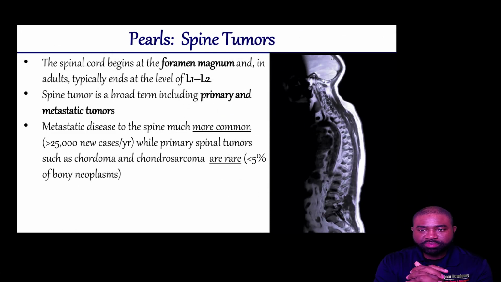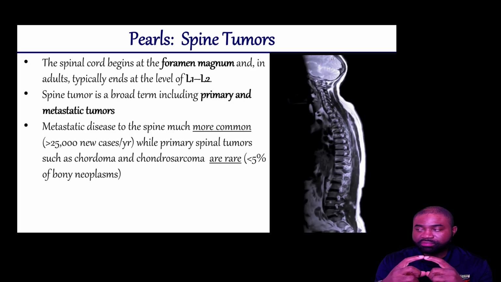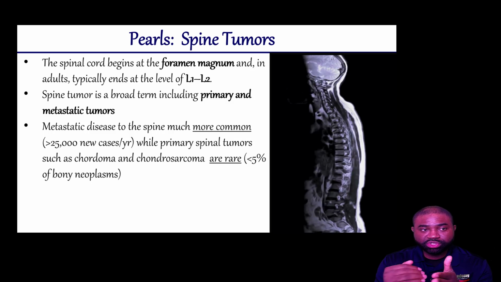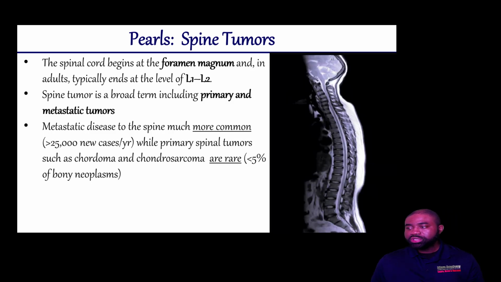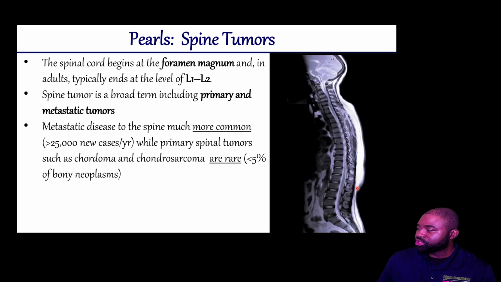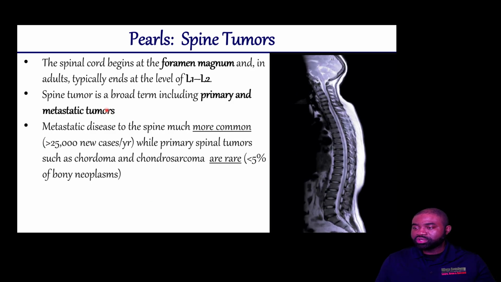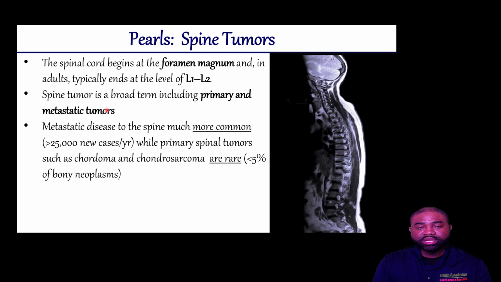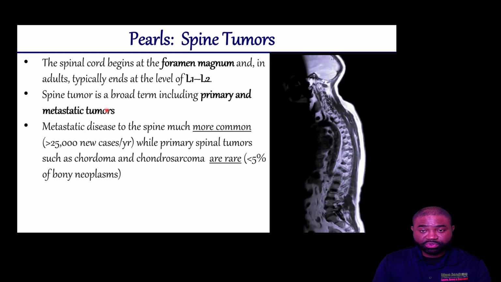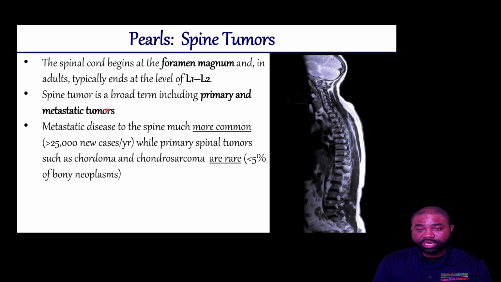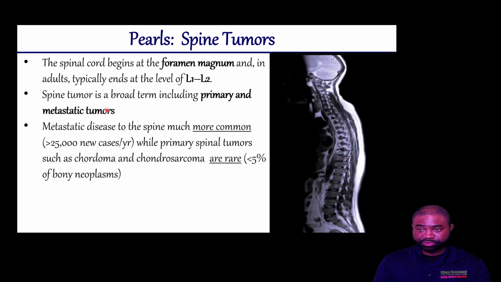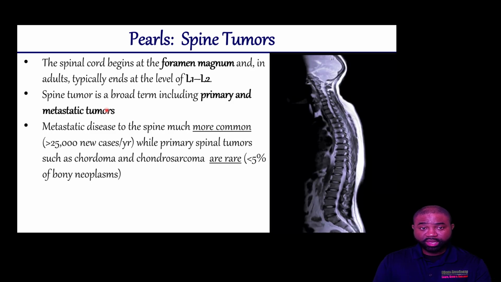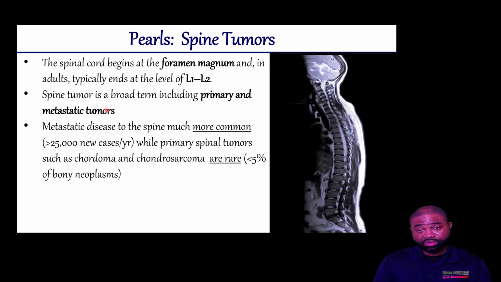So the spinal cord actually begins at the level of the foramen magnum and extends down, or ends, around the level of L1 and L2, from which the cauda equina proceeds. Now, what you need to take note of is that the term spine tumors is essentially a very broad term that includes both primary and metastatic tumors. Only a minority of spine tumors are primary tumors. This includes vertebral column tumors, intradural extramedullary tumors, as well as intramedullary tumors.